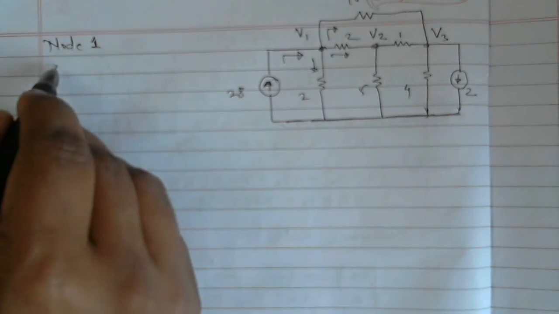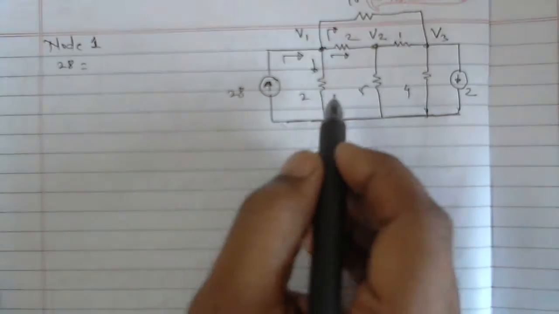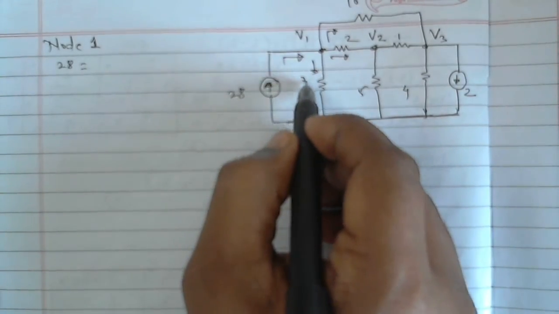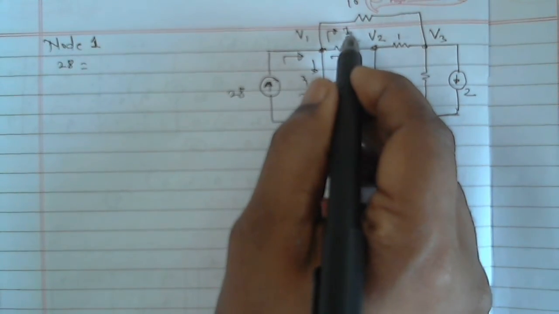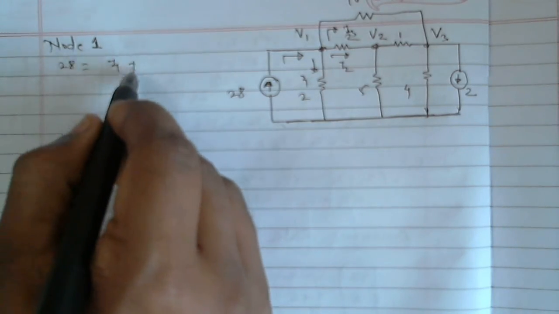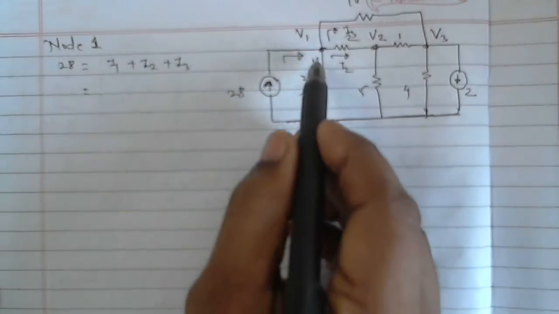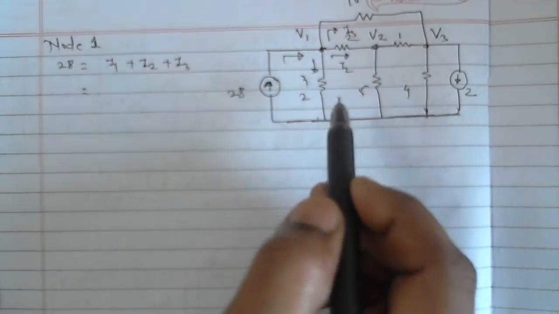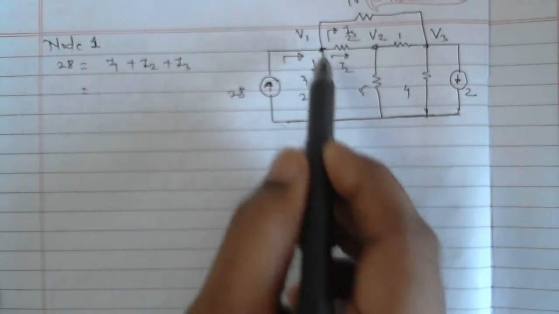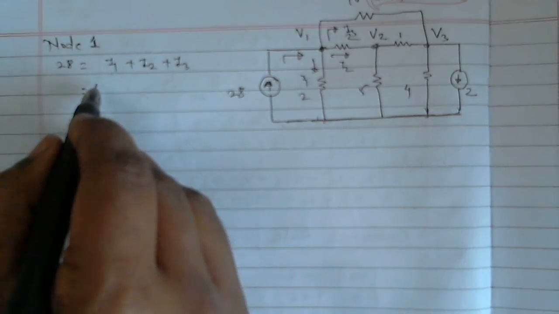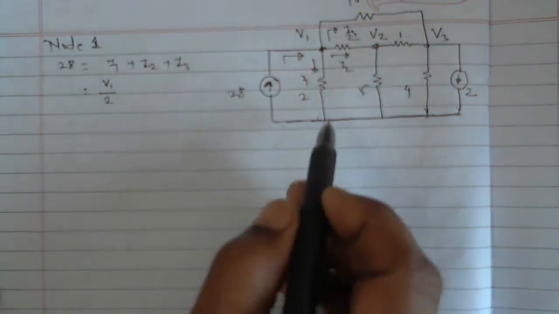KCL gives 28 equal to these currents, I1, I2 and I3. So 28 equals I1 plus I2 plus I3. Right? So what is I1? I1 is the current in this branch. So V1, voltage by resistance. So V1 minus 0 divided by resistance, so V1 by 2.